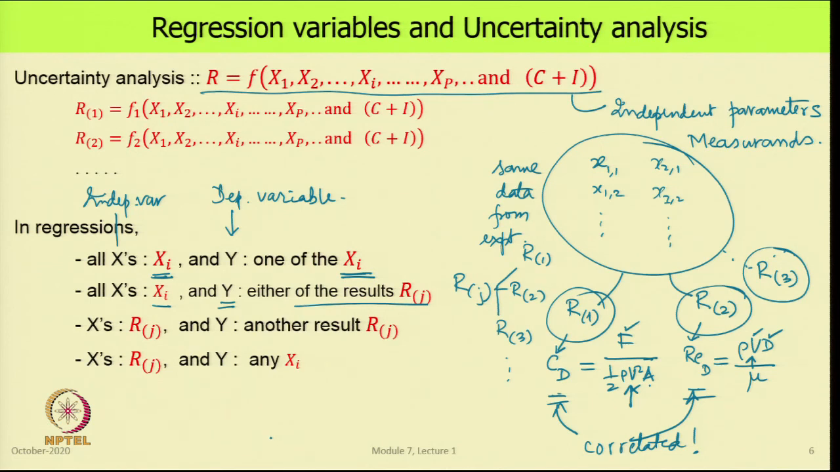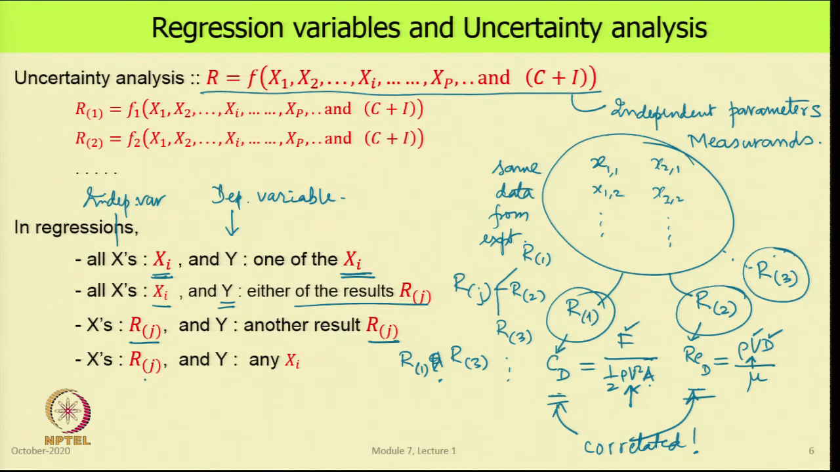That means we are making a regression, in this case between one measured parameter and another measured parameter, or in this case against a measured parameter and a result from the same experiment. A third possibility is that we could make a regression between any of the result relations and another result relation. So, we have R1, R2, R3 like that. In this case we could make a regression between R1 and R3. So, that would be a mathematical function that we are looking for.